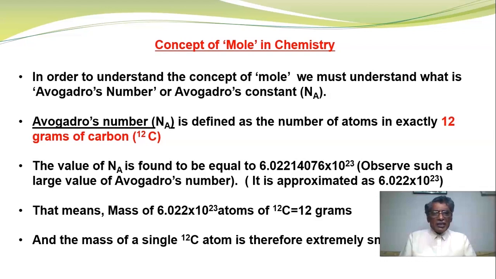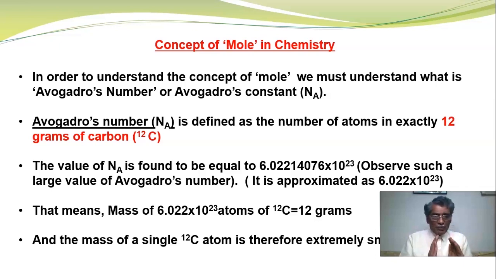In order to understand the concept of mole, we must understand what is Avogadro's number or Avogadro's constant. Avogadro's number is defined as the number of atoms in exactly 12 grams of carbon, that is C12 isotope. The value of Na is found to be equal to 6.022 multiplied by 10 to the power of 23. It is approximated as 6.022 multiplied by 10 to the power of 23.